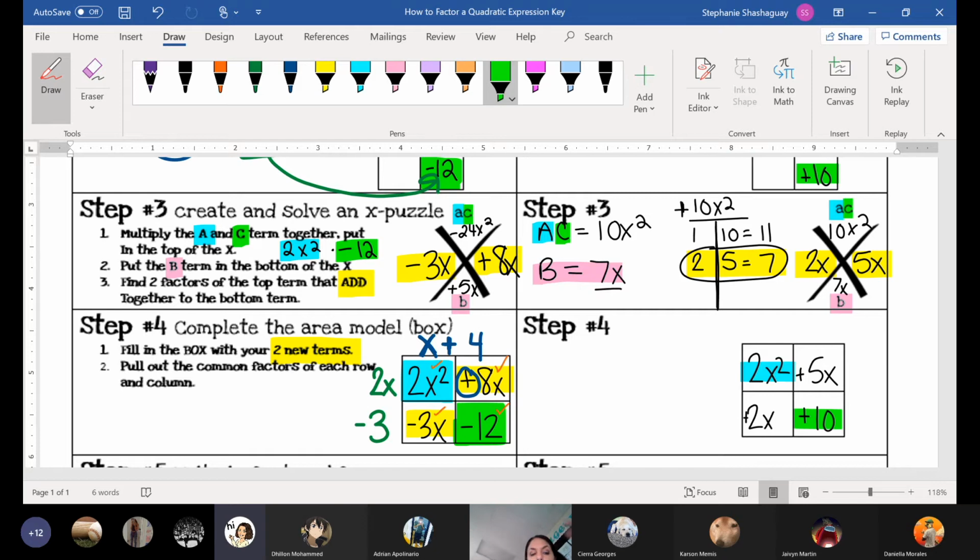All right, so now that we filled in the box, now we're going to pull out our common factors. So if we have 2x squared and 5x, what is a common factor? Just x. Now if we have 2x and 10, our common factor is going to be positive 2. Now looking at the top, 2x squared plus 2x, I can factor out a 2x.